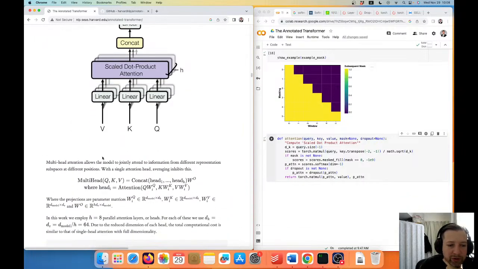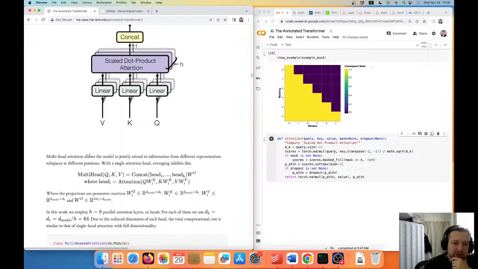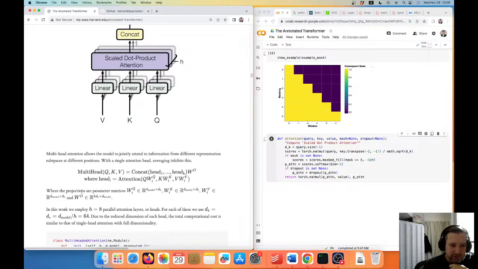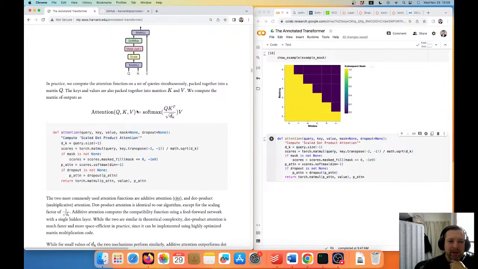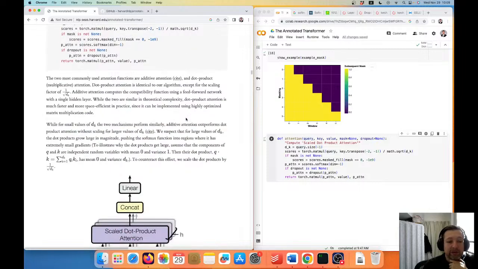Multi-head attention allows the model to jointly attend to information from different representation subspaces at different positions. With a single attention head, averaging inhibits this. Okay, so they use multiple, what they call heads. So basically they have multiple of these attention mechanisms. And I think probably we'll see, well, one attention head is sort of an average over the values weighted by query and keys, and so you get an average of whatever this is.